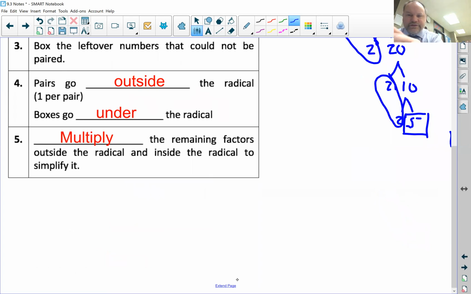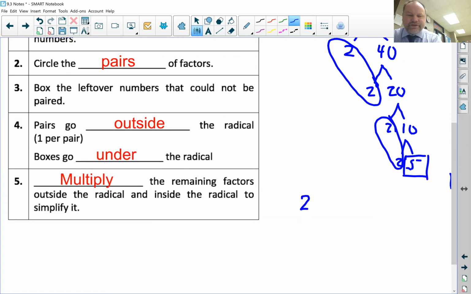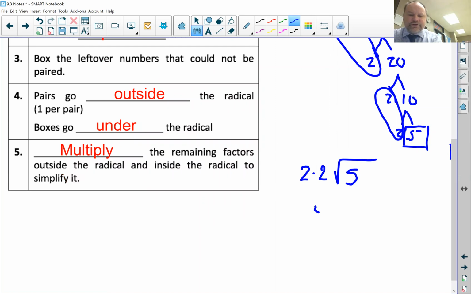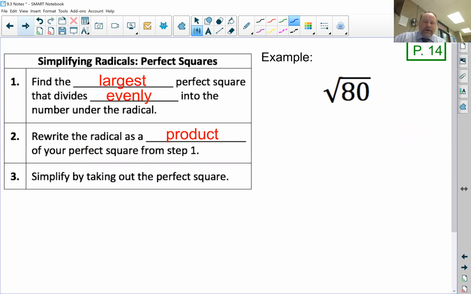All right, then outside of my radical, I'm going to have a 2 and another 2. Underneath my radical, the only thing boxed was the 5. Multiply 2 times 2 is 4. So the square root of 80 simplifies to 4 times the square root of 5. That's the factor tree method. It's great, especially if you know your prime numbers.